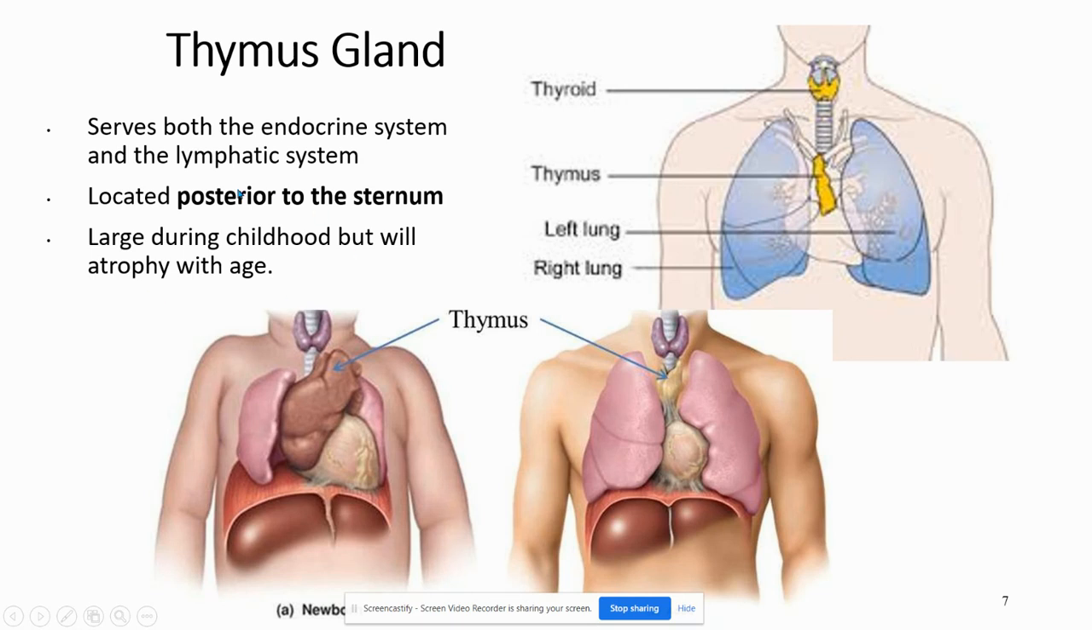I'd heard that it atrophies with age my whole life, but when I saw this picture, I was like, oh my God. So this is the thymus in a newborn. It is bigger than your lung and then your heart. And then this little pitiful barely there thing is the thymus in an adult.